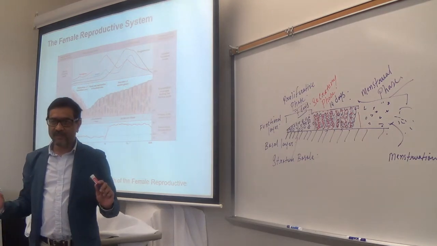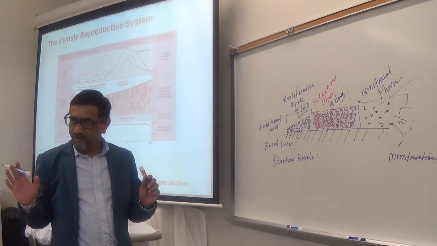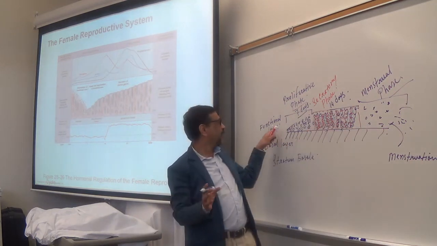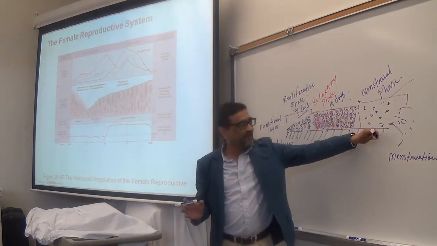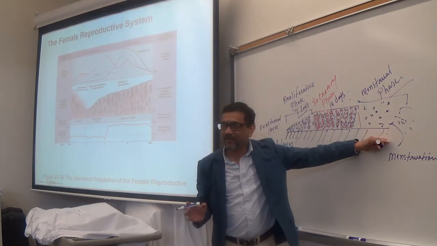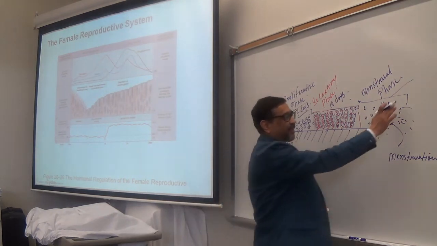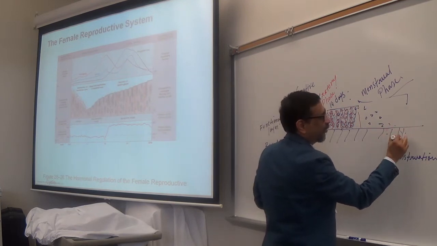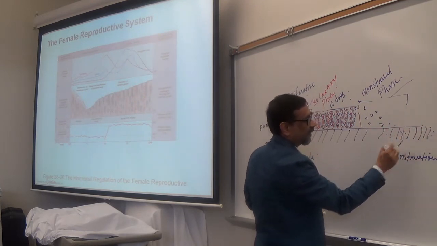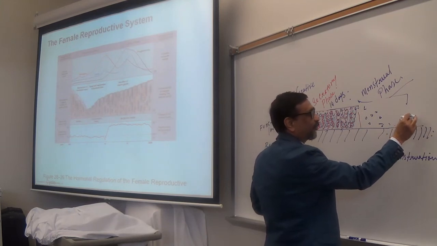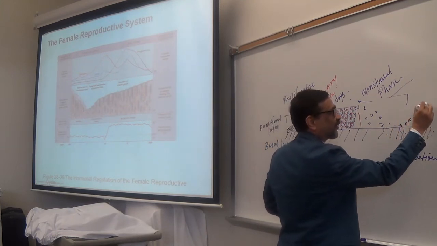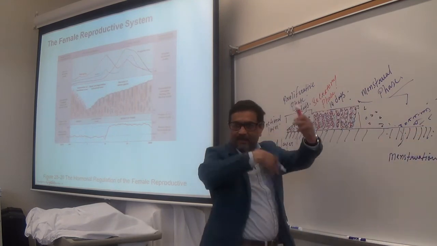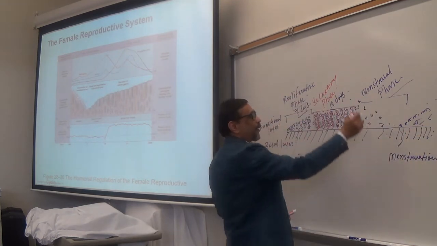Destruction of the functional layer of the endometrium. Make sense? Destruction of what? Which layer? The functional layer of the endometrium. This layer will stay safe, fixed. After the destruction, everything is gone, but we only have the stratum basalis. Again, proliferation will occur. Again, the secretory phase will occur. Again, destruction will occur. That's why it is a cycle. Make sense? Okay.